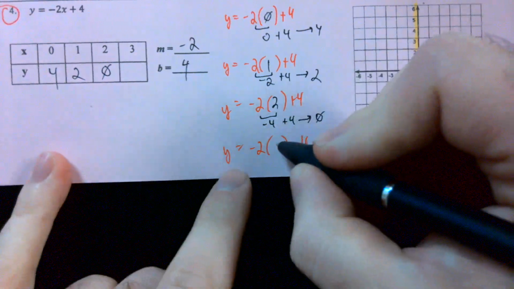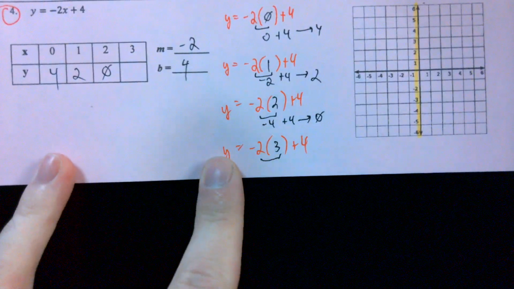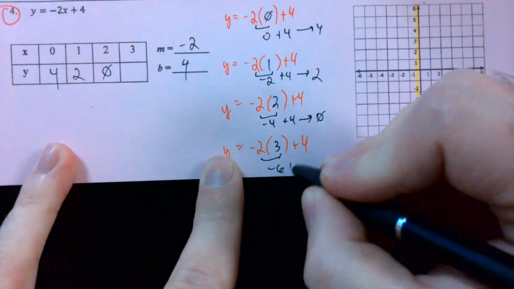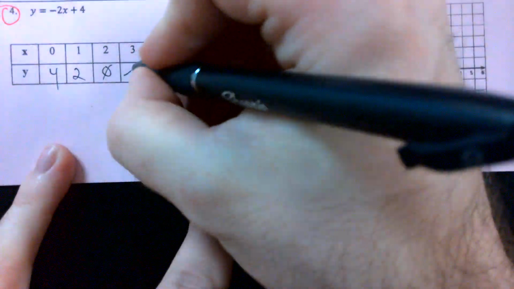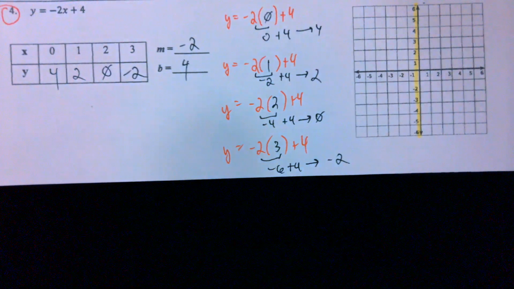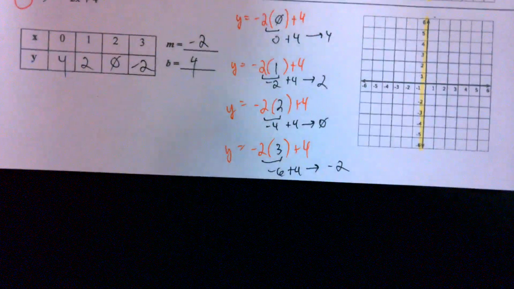All right? Finally, we'll plug in 3. What's negative 2 times 3? Negative 6. Good. What's negative 6 plus 4? Negative 2. Good. This is definitely not a proportional relationship. This is not proportional. You're absolutely right.